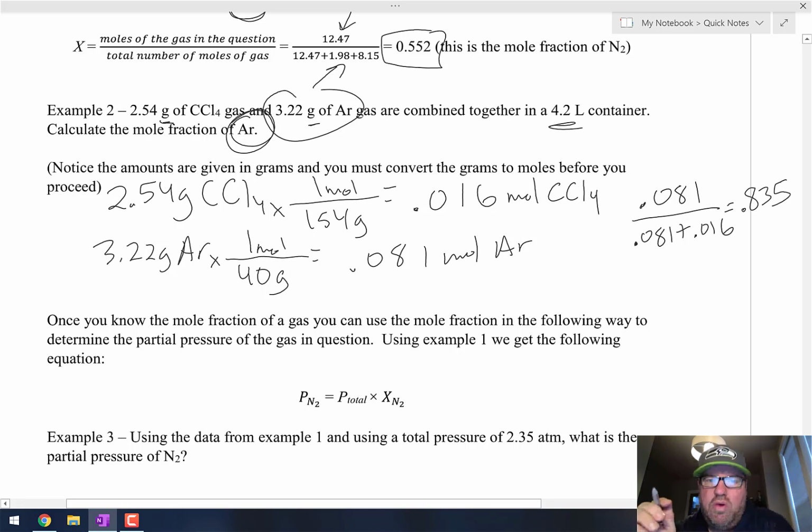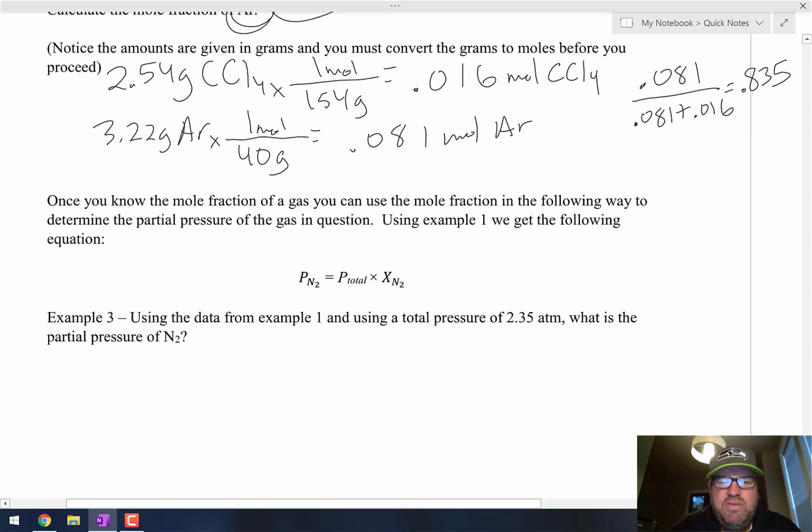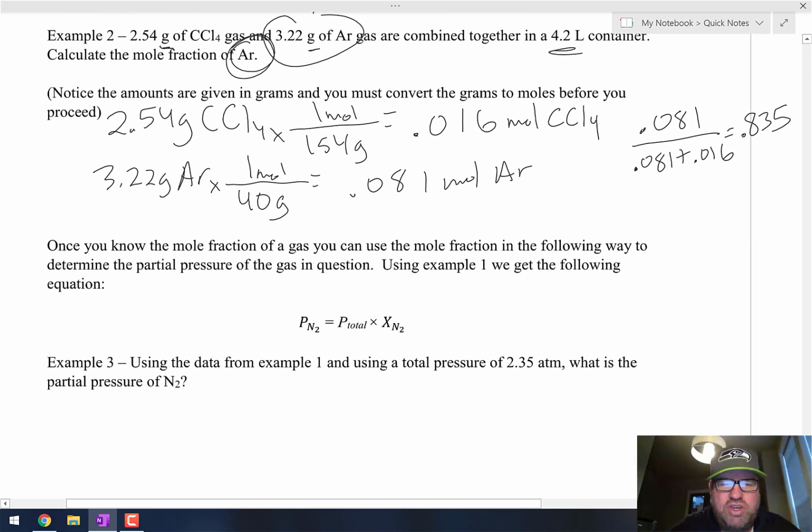Okay, so again, don't leave a mole fraction as a fraction. Make sure you write it as a decimal. Now, the reason that mole fractions are important is because once you know the mole fraction of a gas, you can use the mole fraction to determine the partial pressure of the gas. So using this equation right here, if you know the total pressure in the container and you know the mole fraction of the gas, you multiply the total pressure by the mole fraction of the gas, and that gives you the pressure of that gas, the partial pressure we call it, okay?